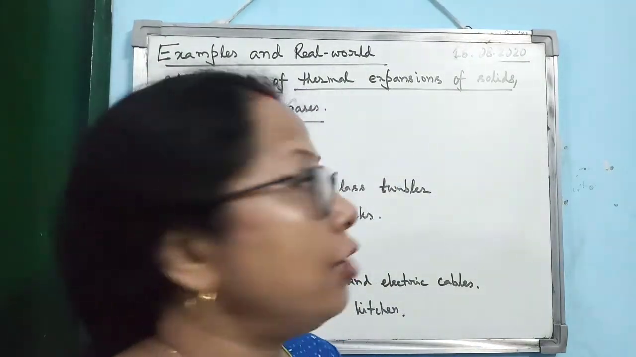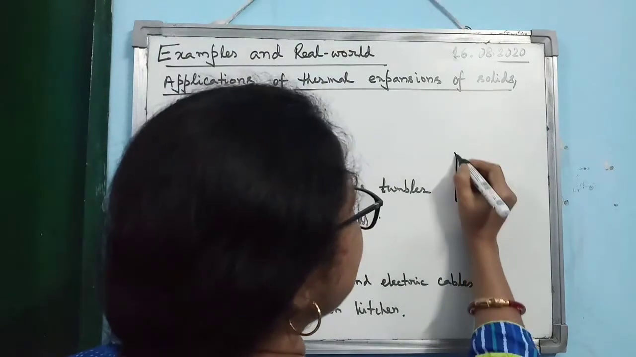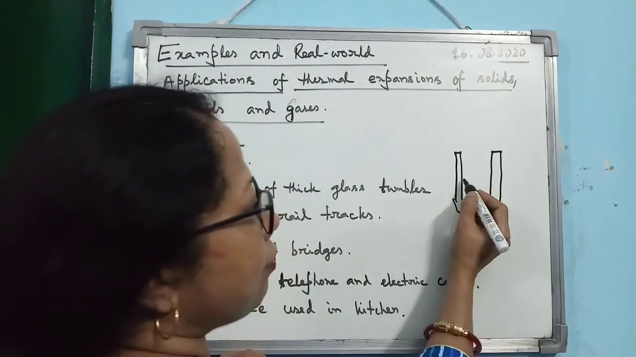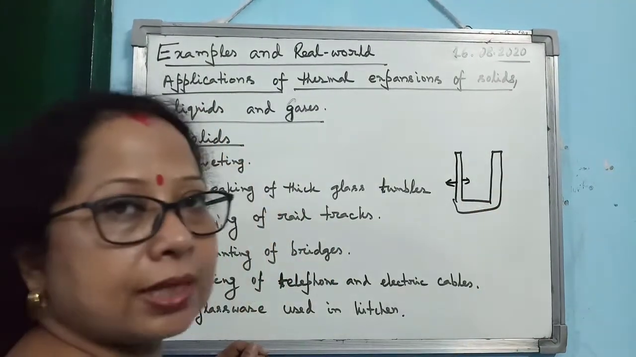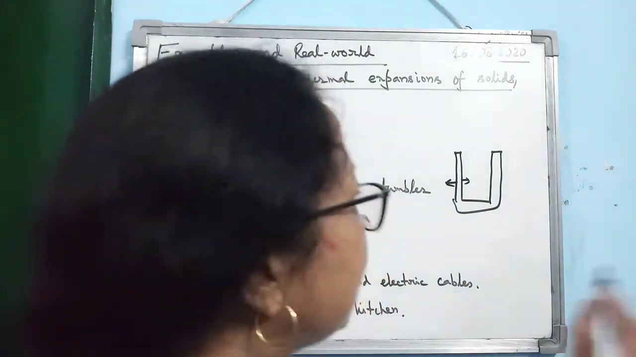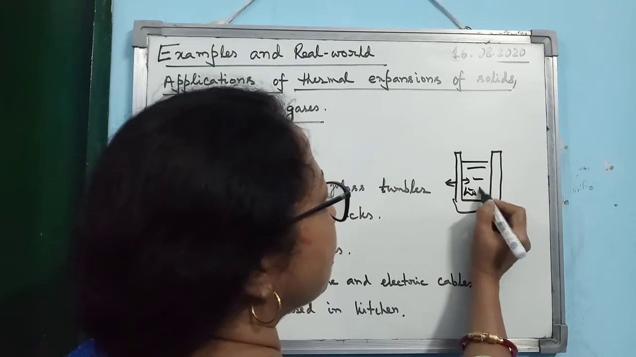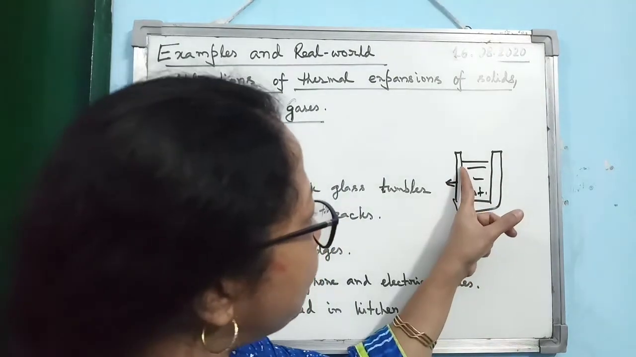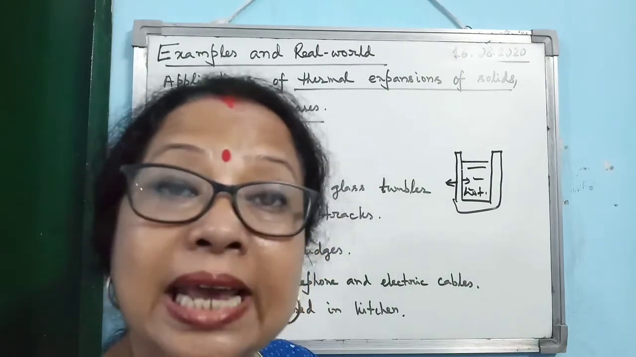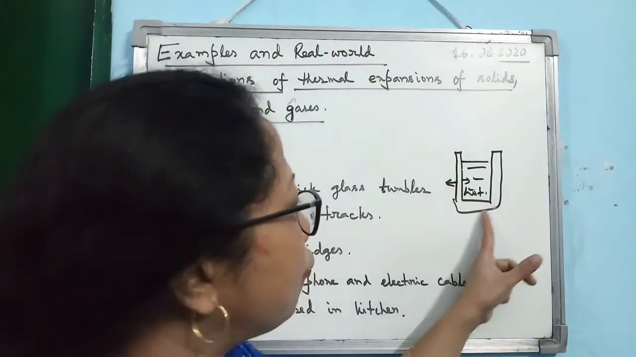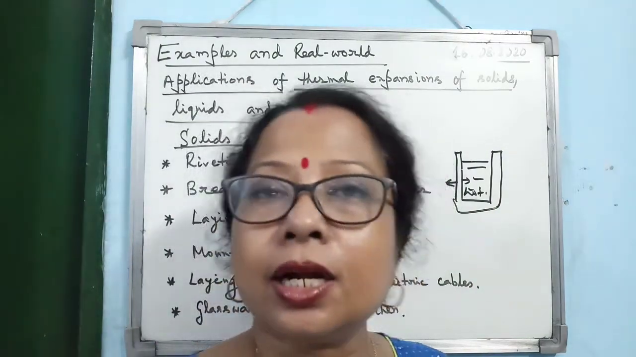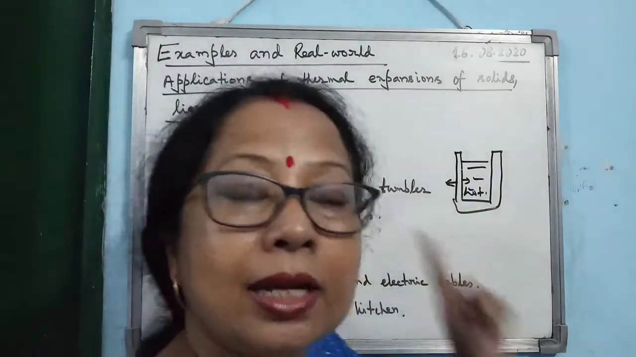You will see that if you take a thick glass tumbler, thick means what? You see the wall of the tumbler, it is thick like this. It has one inner surface, one outer surface. Now, you know, glass is a bad conductor of heat. So, suddenly when you are pouring a hot liquid into it, then what will happen? The inner surface will expand because it has got the heat suddenly, but the outer surface will not be able to expand. Why? Because glass is a bad conductor of heat, so it will not transmit the heat quickly.